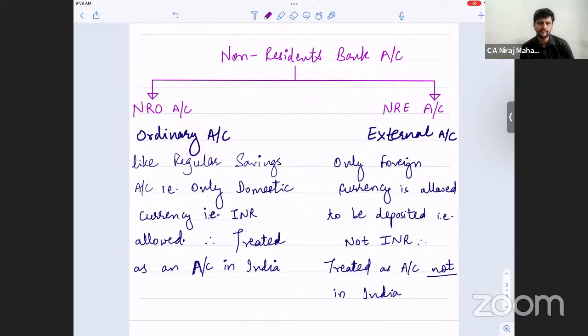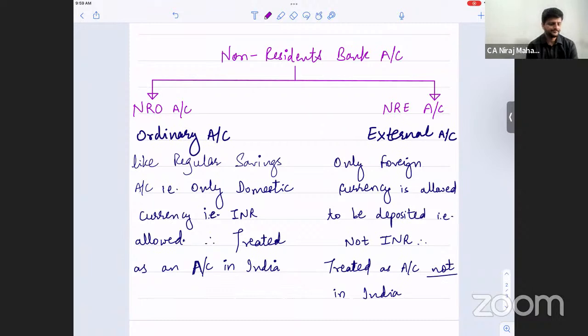You're obviously opening with an Indian bank only. The branch will be here only in India. Don't worry, if you have opened any bank account, you will know. You always have a kind of home branch, a main branch. So you're opening in some branch in India only, but for law purposes, it is treated as not in India.